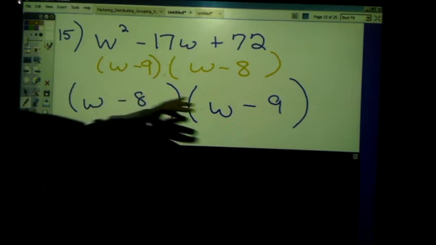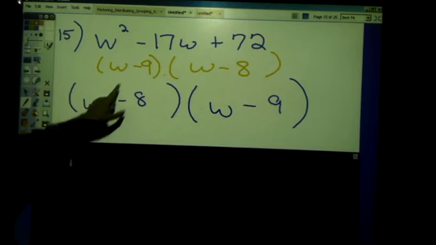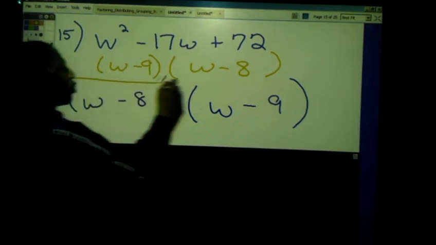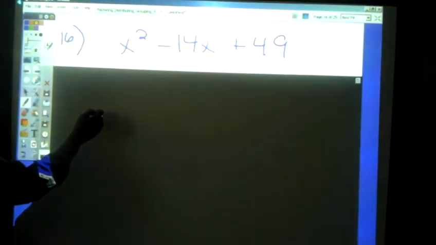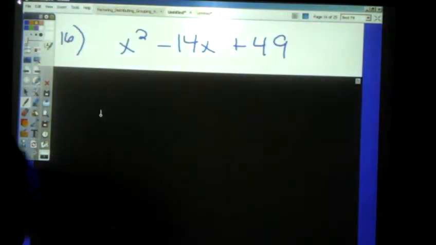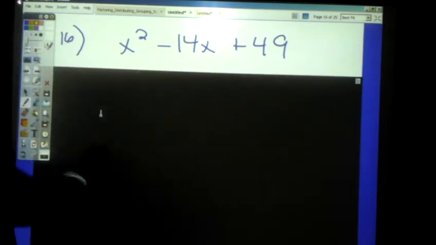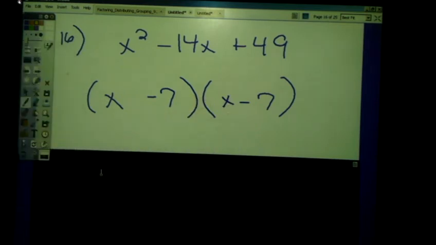Now it doesn't matter what order you have these in, as long as you have a w minus 9 in your answer and a w minus 8 in your answer. So this is my final answer, but it could be this. It's the same thing. Minus 7 times minus 7 equals 49. Minus 7 plus minus 7 equals negative 14. So my answer is x minus 7 times x minus 7.